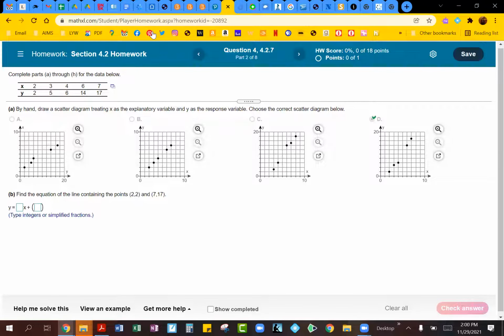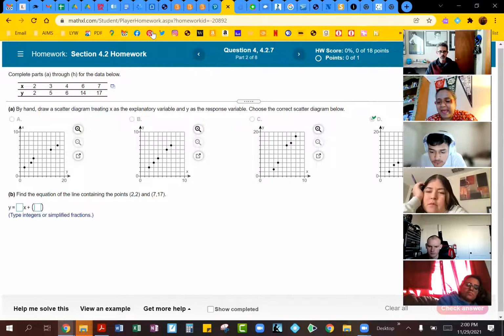So this is what I was talking about. Hey, Ileana, we're just working on examples from section 4.2 just before the exam to make sure everybody's comfortable with this, okay?